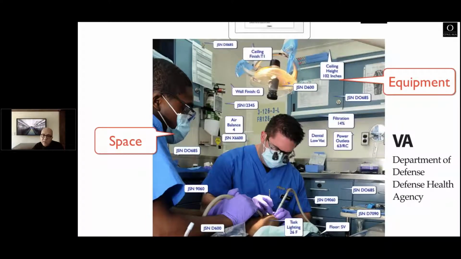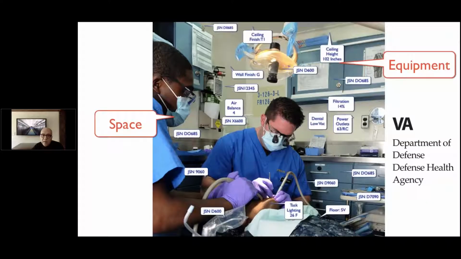So in the VA's and DHA's case, they have requirements about spaces and equipment, and they have a catalog of what they call these things. And that's the opportunity that we saw. Because this catalog existed, it's possible to actually manage and maintain that and communicate that efficiently to the designers out there.